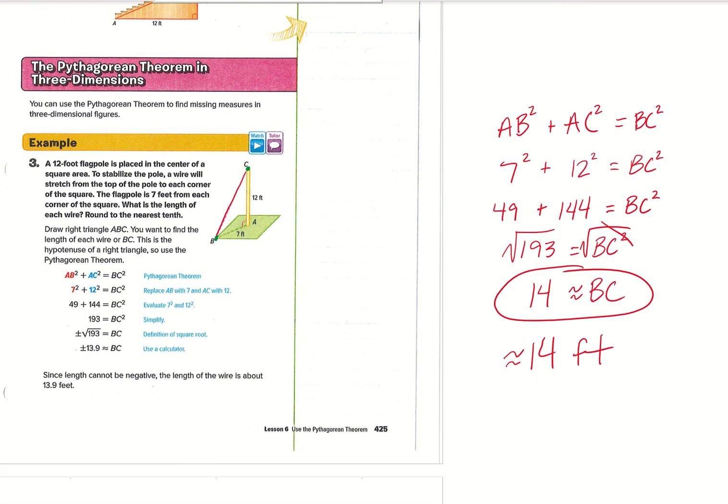So hopefully that was enough. If not, that's okay. We're going to look at these in class, and you'll get more examples to do both in class and on your assignment.